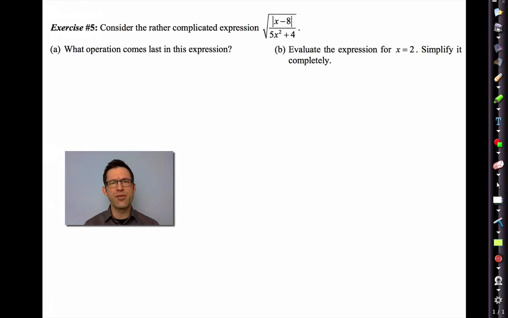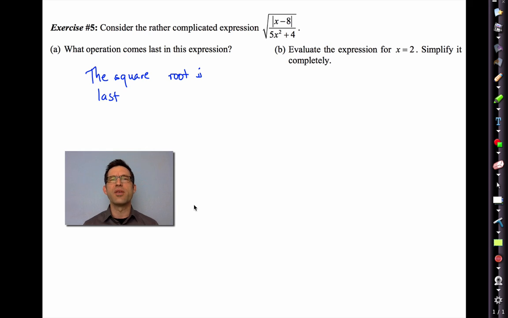So if I grabbed a value of x and I substituted it in, which is what we're going to do in letter B, what would be the absolute last thing that would happen? Figure it out? Square root is last, right? The square root is last. All this other stuff is going on inside the square root, and the last thing that we're going to do is take the square root of that pure ugliness underneath it.